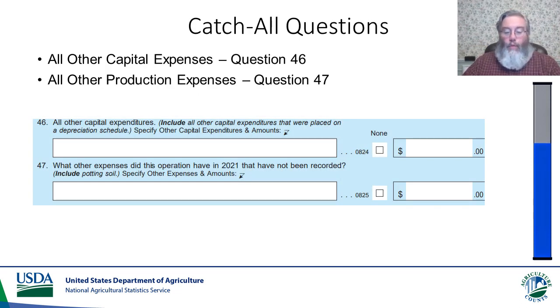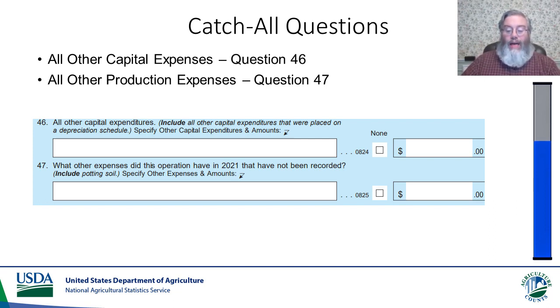Questions 46 and 47 serve as a catch-all to account for other expenses that weren't previously itemized in the section. While question 46 focuses on previously unlisted capital expenditures placed on a depreciation schedule, question 47 focuses on production expenses that might not have been accounted for anywhere else in section H.